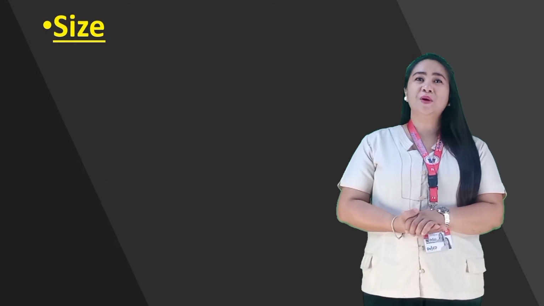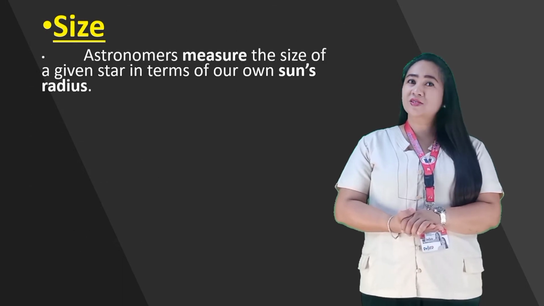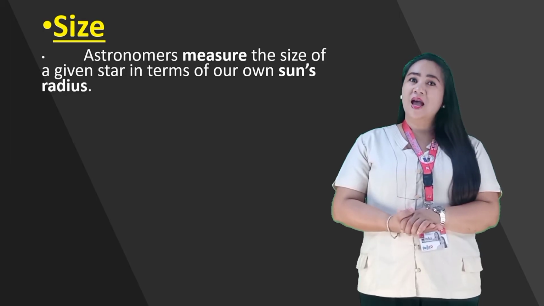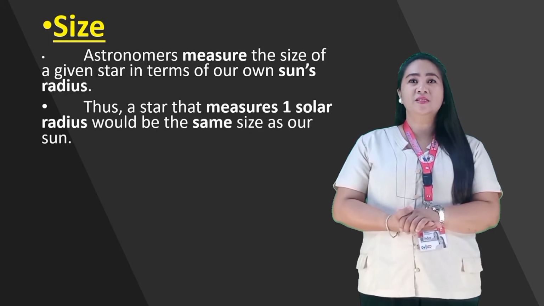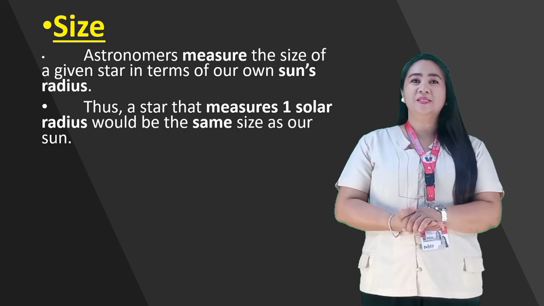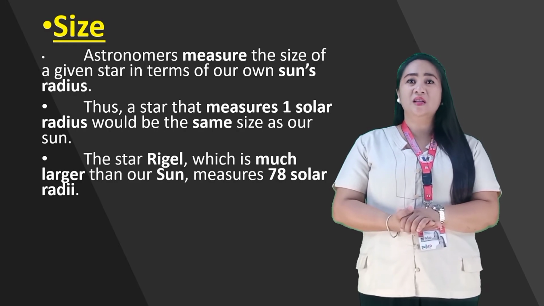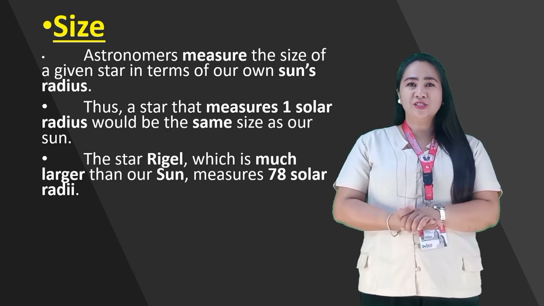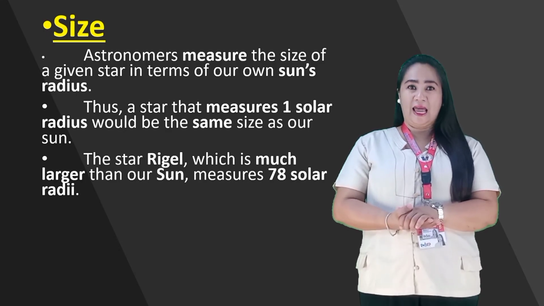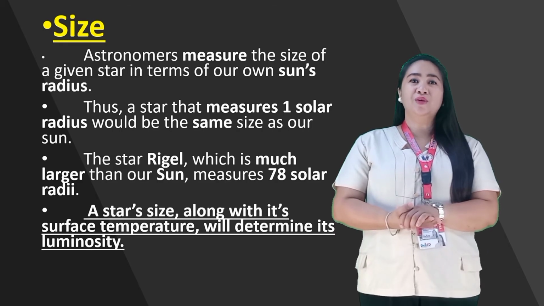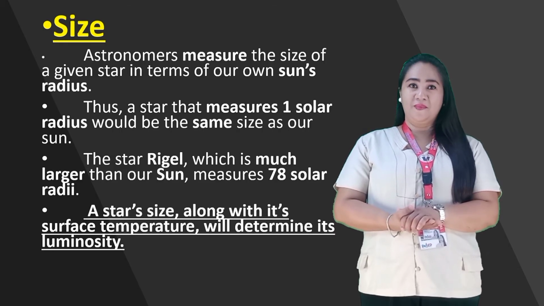Size. Astronomers measure the size of a given star in terms of our own sun's radius. Thus, a star that measures one solar radius would be the same size as our sun. The star Rigel, which is much larger than our sun, measures 78 solar radii. A star's size, along with its surface temperature, will determine luminosity.